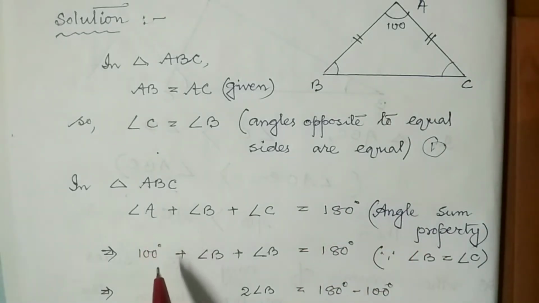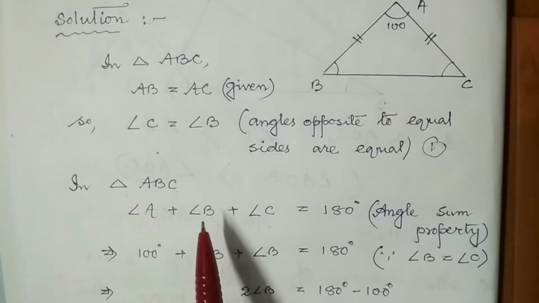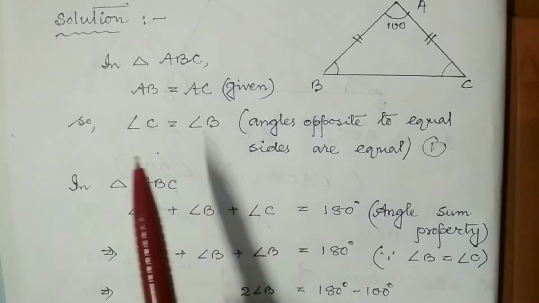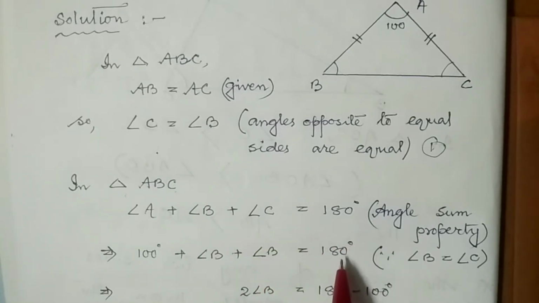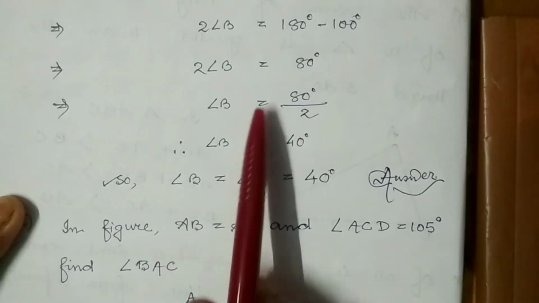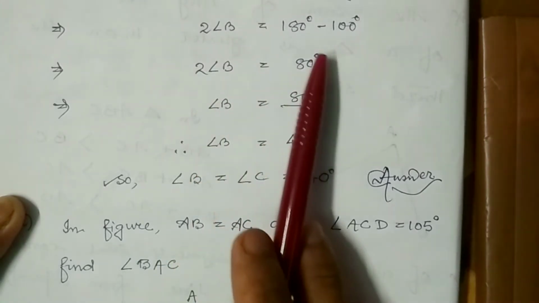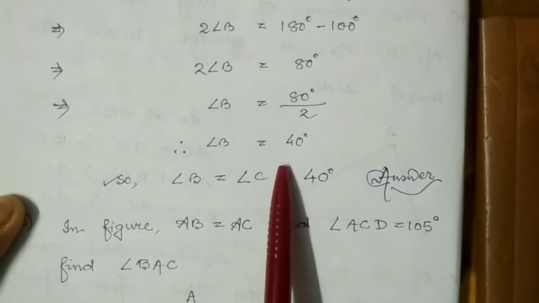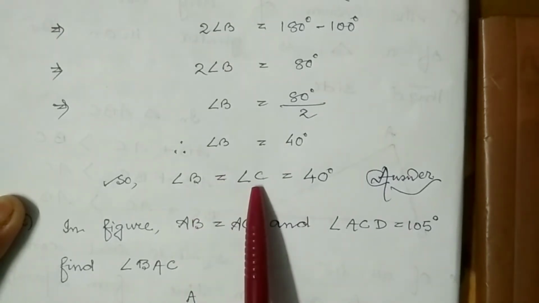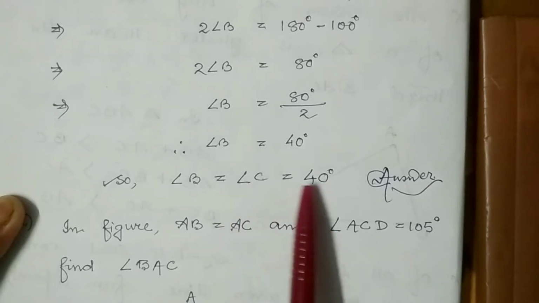Angle A we already know is 100 degrees, it is given in the question. Since B and C are equal, I can write angle B instead of C, and this equals 180 degrees. Now twice angle B equals 180 minus 100, if you transfer to the other side it becomes minus 100. That means twice angle B equals 80, so angle B will be equal to 40 degrees. And since angle B equals angle C, both the angles will be equal to 40 degrees.